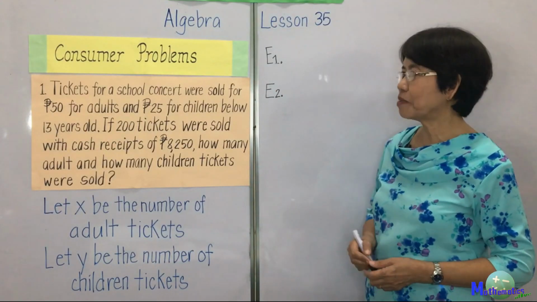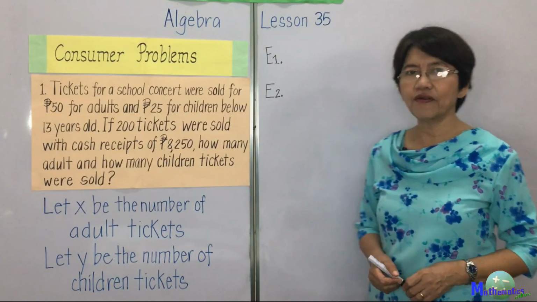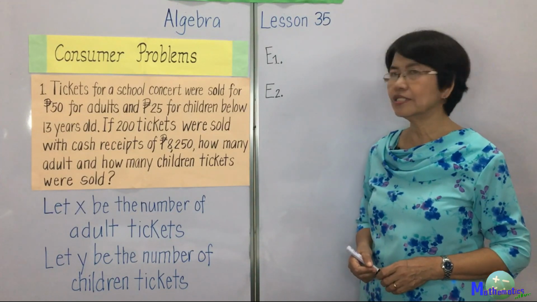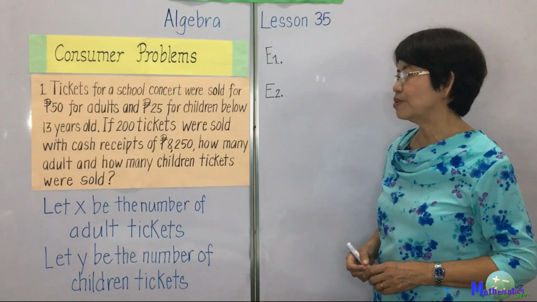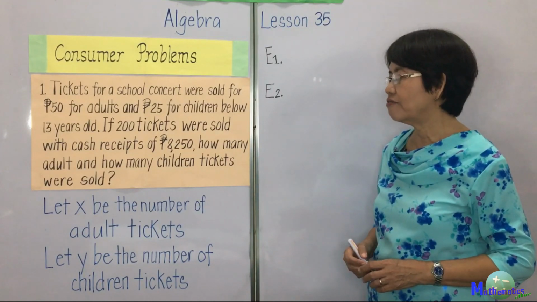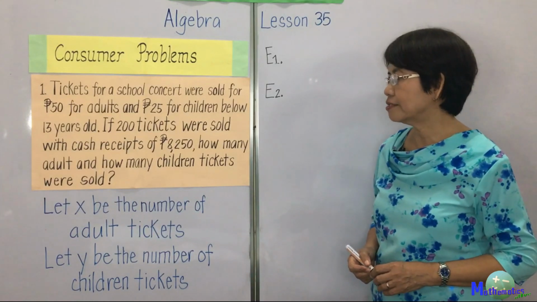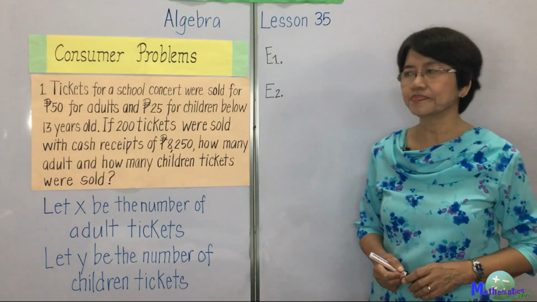And we have problem number 1. Tickets for a school concert were sold for 50 pesos for adults and 25 pesos for children below 13 years old. If 200 tickets were sold with cash receipts of 8,250 pesos, how many adults and how many children tickets were sold?